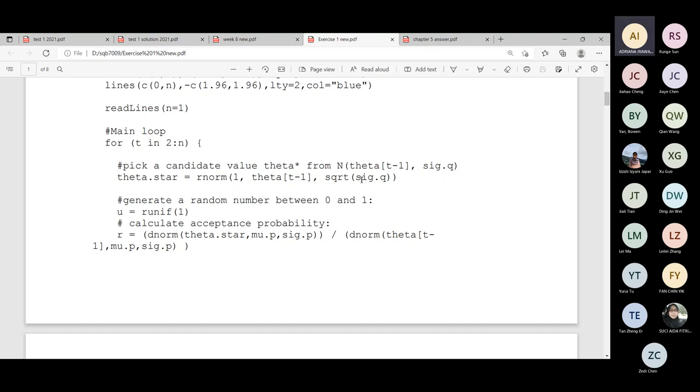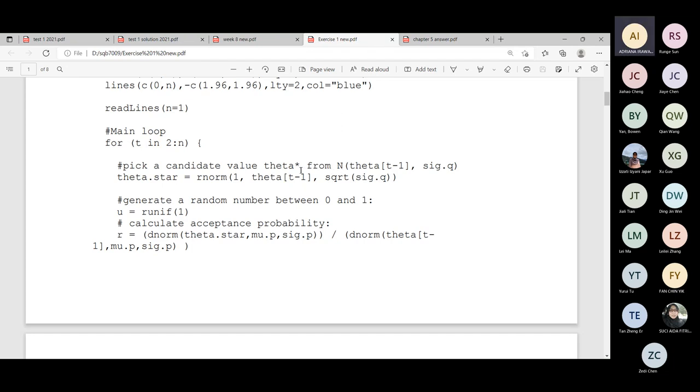So when you use the inbuilt function in R, I think also for gamma, exponential, things like that, you have to be careful because the function might be different from the parameterization that you're using. So you have to check that before using it.